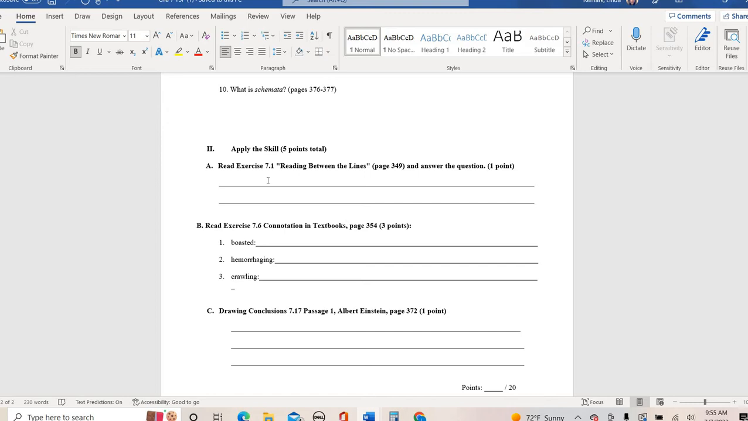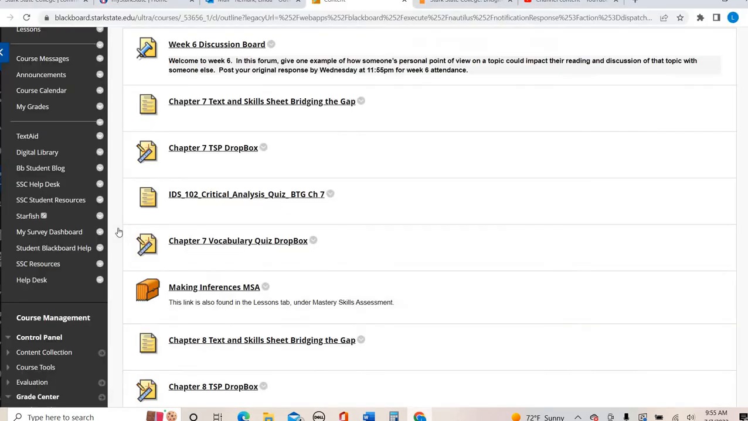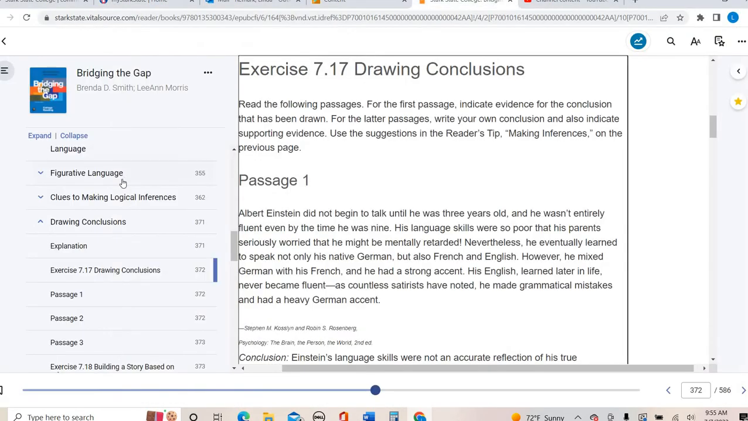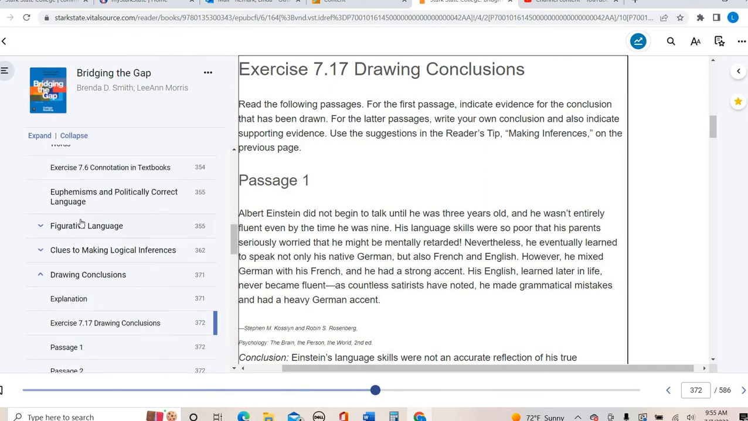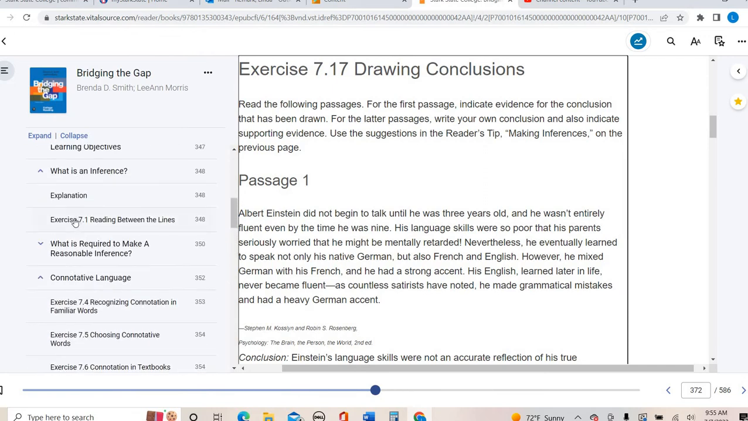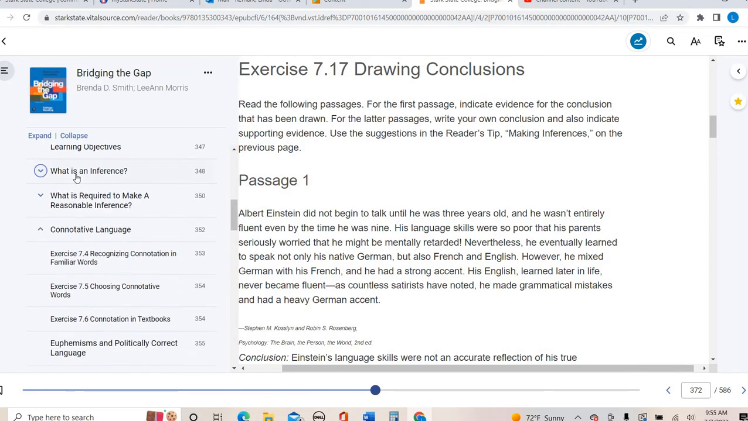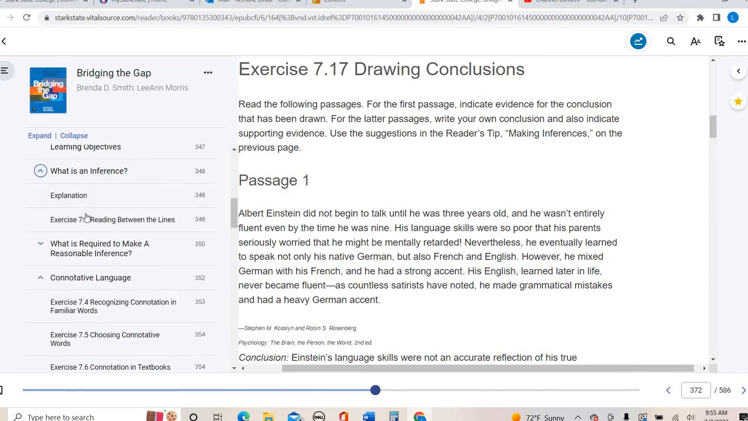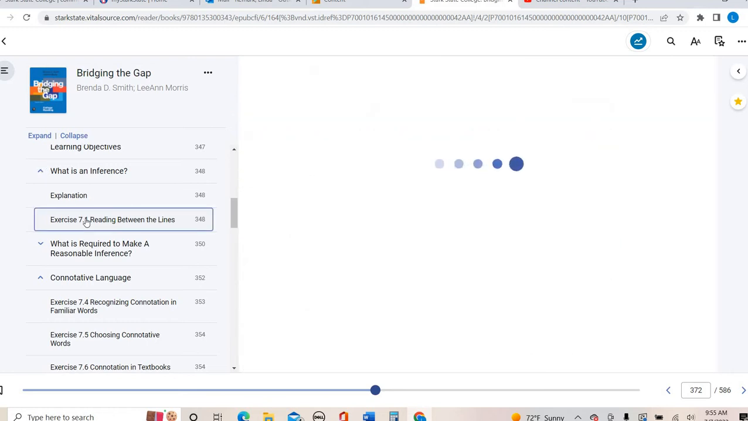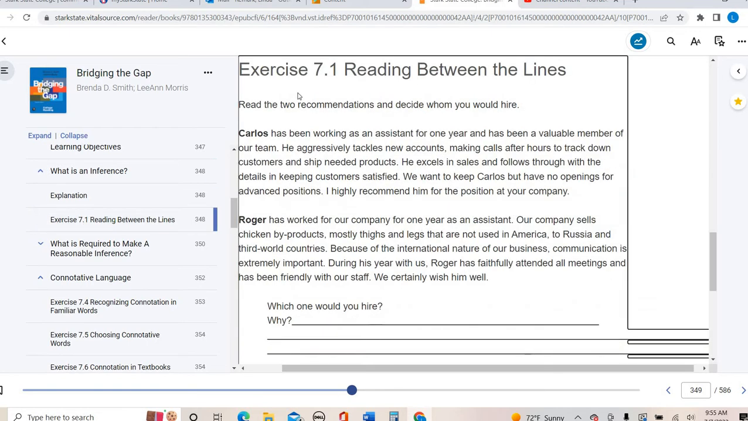You can see part A says go to exercise 7.1. So I'm going to go into your textbook and go to page 349. I'm just going to scroll up here a little bit. Under what is inference, you're going to see exercise 7.1, reading between the lines. You are going to look at these two scenarios. These are recommendations, a job recommendation for Carlos and a job recommendation for Roger. Which one would you hire and why?